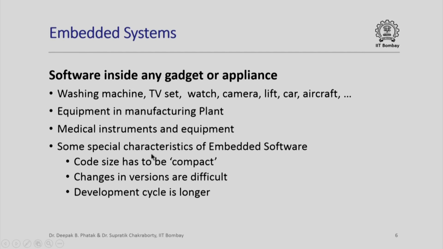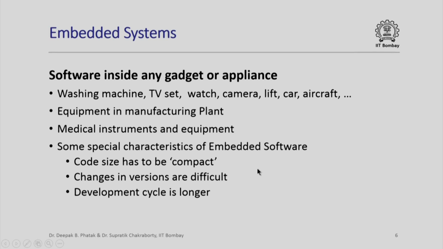The special characteristic of embedded software is that the code size has to be compact. Unlike the programs which we write, which when compiled and linked with the libraries often result in 2 or 4 million bytes of code, that is not proper for an embedded system where the memory may be extremely limited. So the code has to be written with very specific emphasis on its compactness. Further, changes in the versions are difficult.